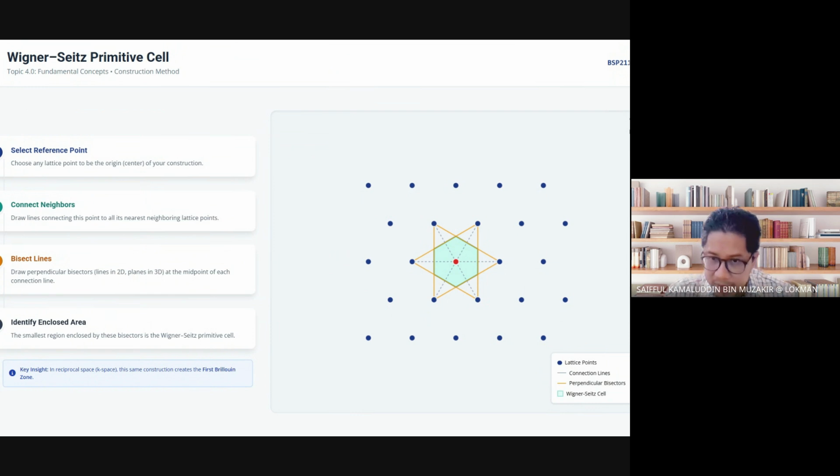This is only the basic first. This is the Wigner-Seitz primitive cell. This is a primitive cell, the smallest structure, right? And this is the Wigner-Seitz primitive cell. Okay, what's next?